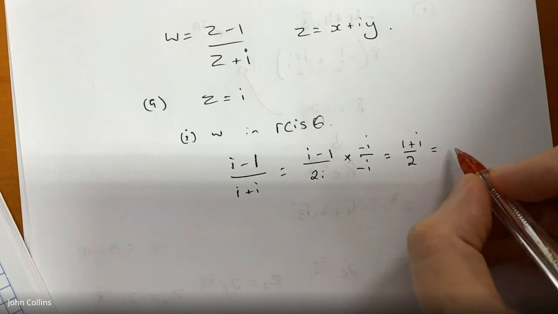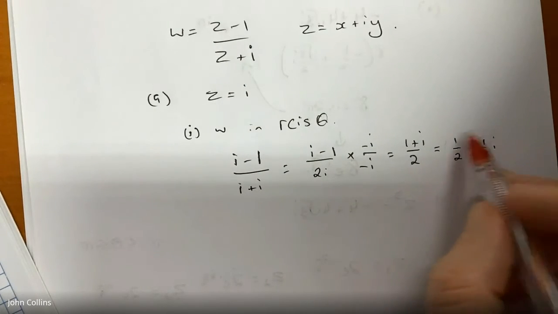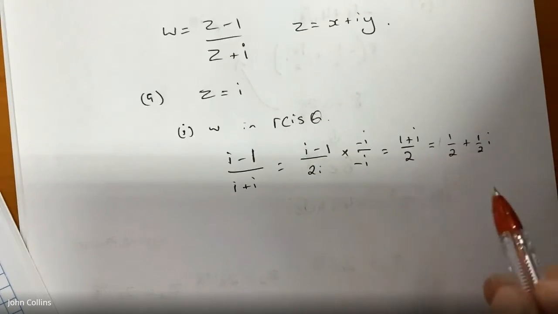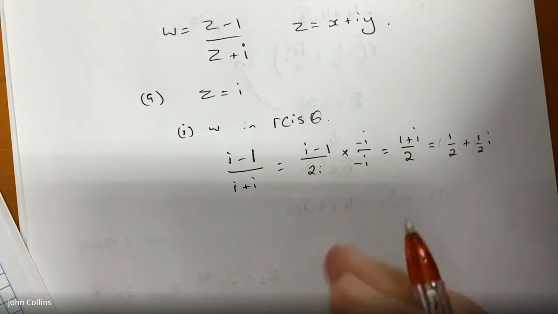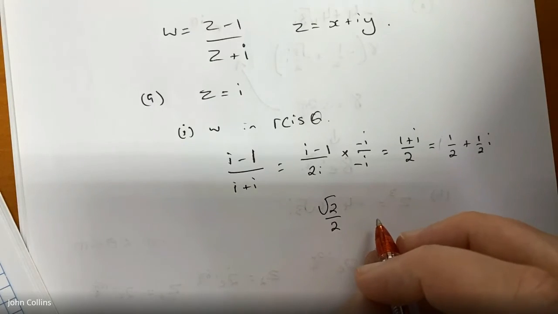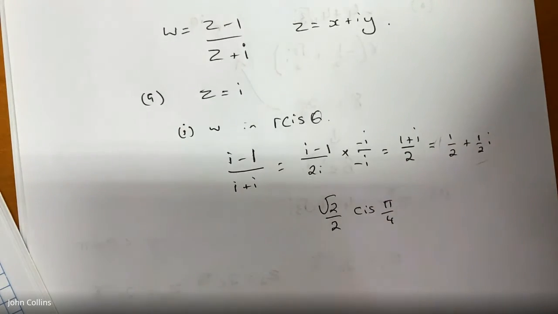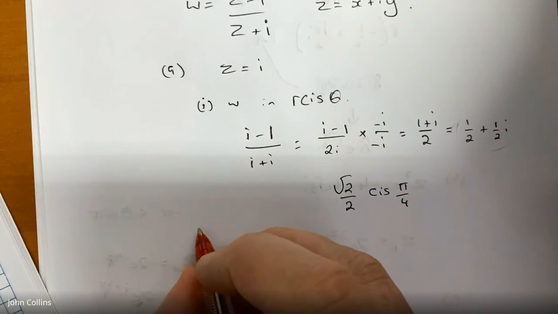So that's Cartesian form, a half plus a half i. And the modulus of that is root 2 over 2. And the argument for that is pi over 4, right? Yep, so it would definitely be a 45-degree angle, and you can just work out the modulus then as 1 over root 2 or root 2 over 2. So root 2 over 2 cis pi over 4, because of course it is an isosceles triangle. Cool. All right. Part 2 then.